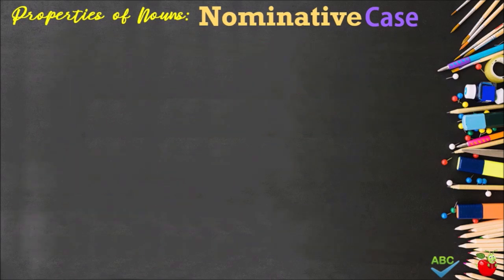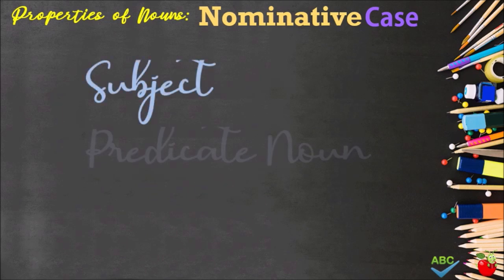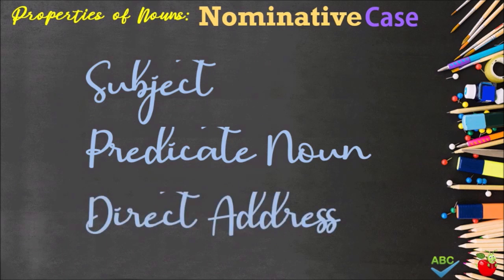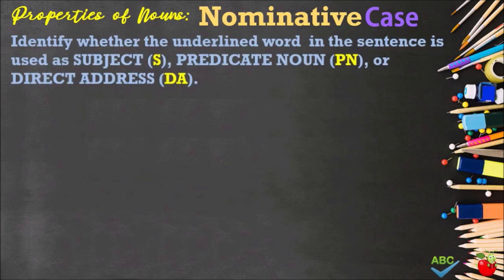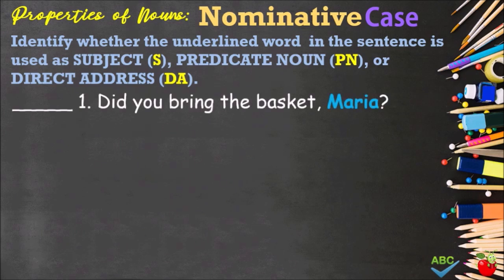Let's have a recap. In the nominative case, nouns have three functions: subject, predicate noun, and direct address. Let us now answer this activity. Identify whether the underlined word in the sentence is used as subject, predicate noun, or direct address. Number 1. Did you bring the basket, Maria? What is the function of the word Maria? Answer: direct address.